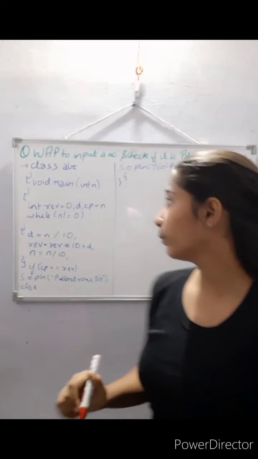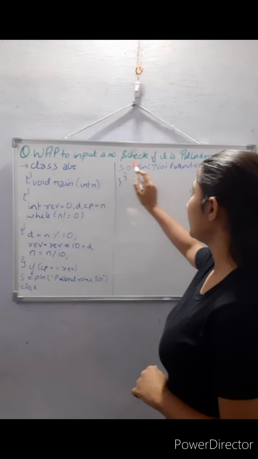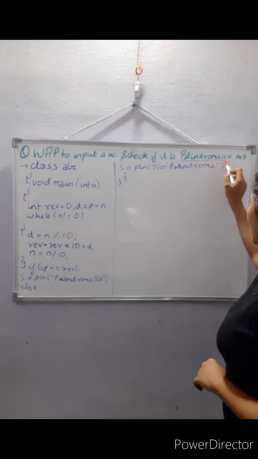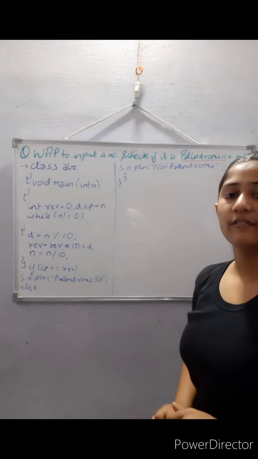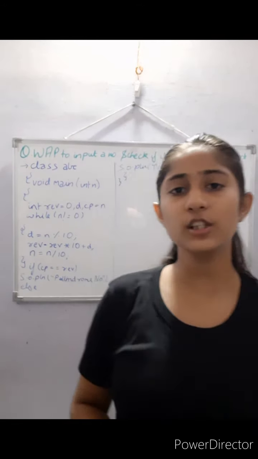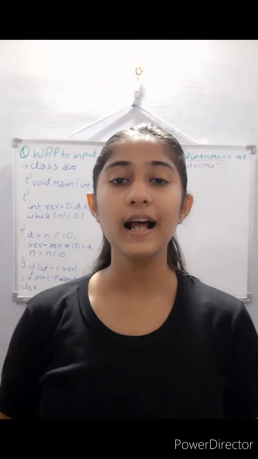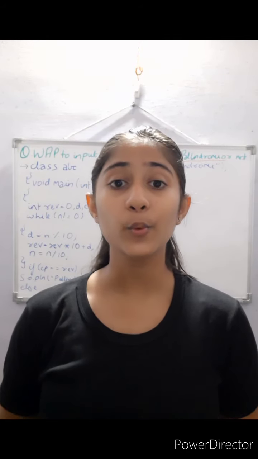So in today's video we are going to do the program WAP to input a number and check if it's palindrome or not using while loop. So firstly we should know what is a palindrome number. A palindrome number is a number which remains same even after getting reversed.